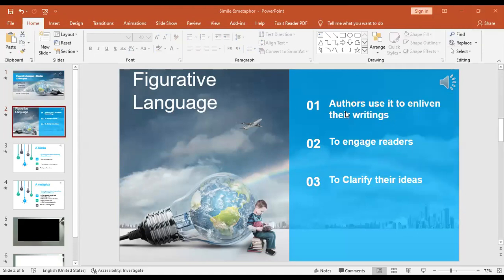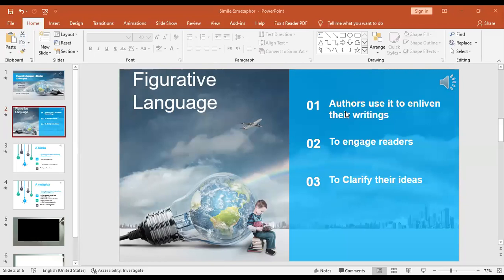Okay, the first thing, authors use it to enliven their writing. When you are going to write a poem, you want to make your writing like a live scene of the environment. You want to make it live, okay? You want to make it as you can see in real life. So sometimes I use simile and metaphors to express my feelings, to make my feelings very related to the environment or to life. So the authors or the poets are using it for that kind of purpose.